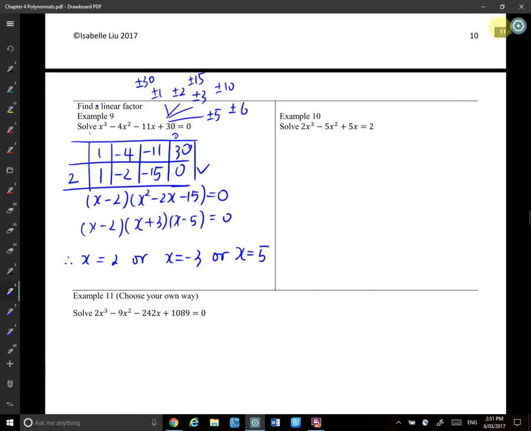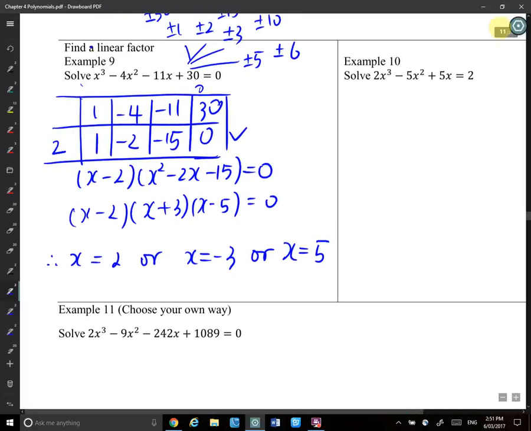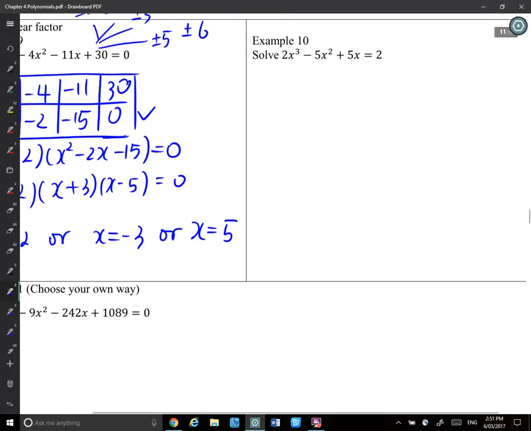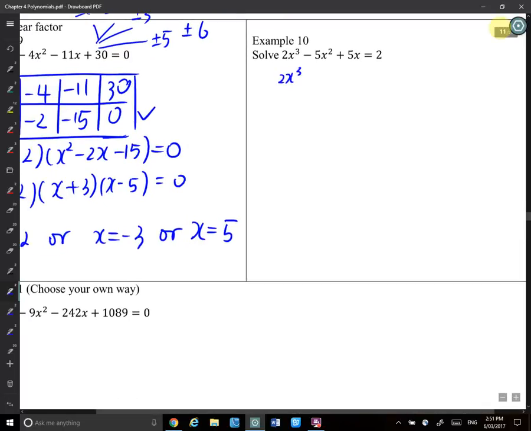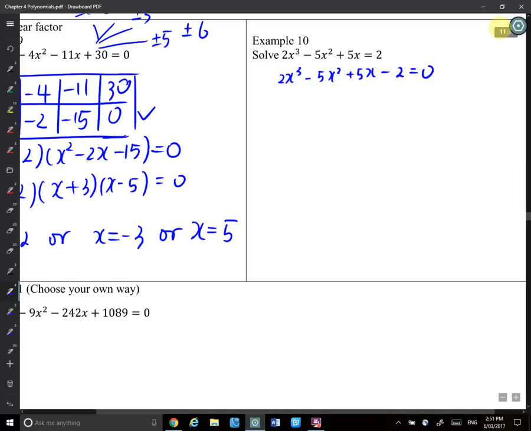Okay, question 10. When you're trying to solve polynomials, do not put any number on your right-hand side. It's always 0 because you want to use the zero-factor law. So I cannot accept any constant on the right. So it's 2x cubed minus that plus this minus 2. Okay, that's your first step. You must make your right-hand side 0. And then the numbers worth trying are plus minus 1 and plus minus 2.